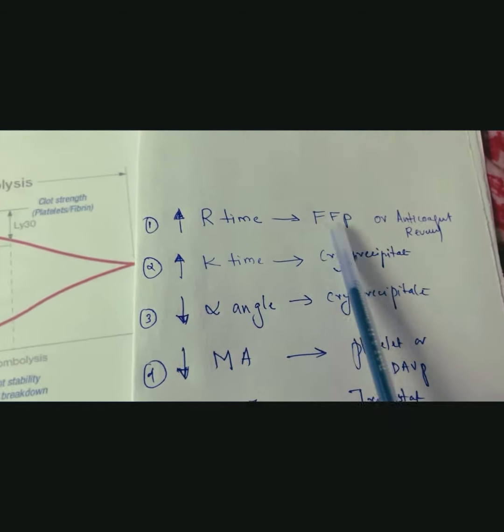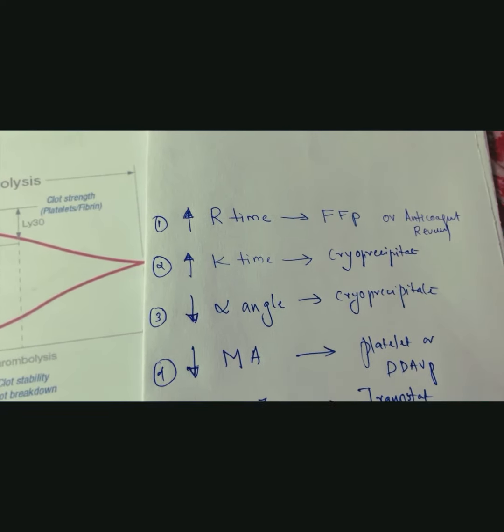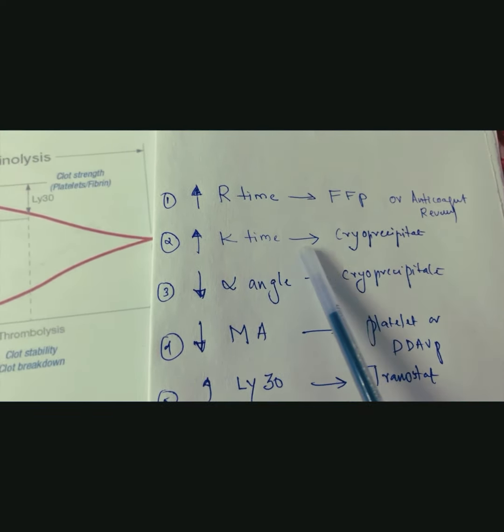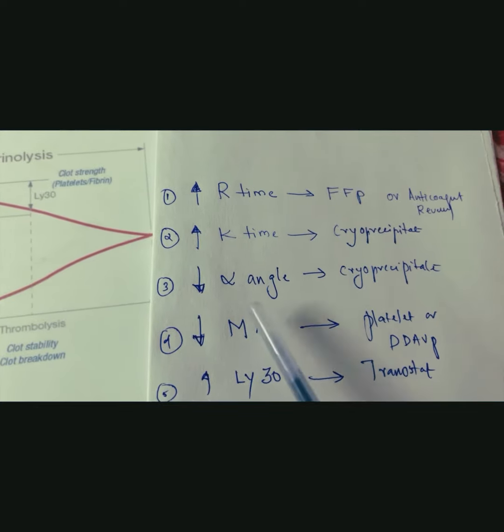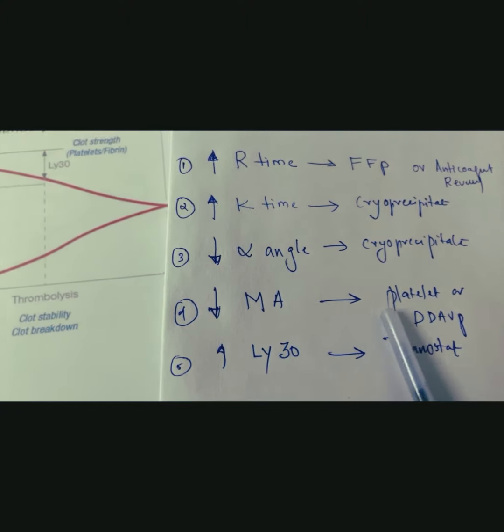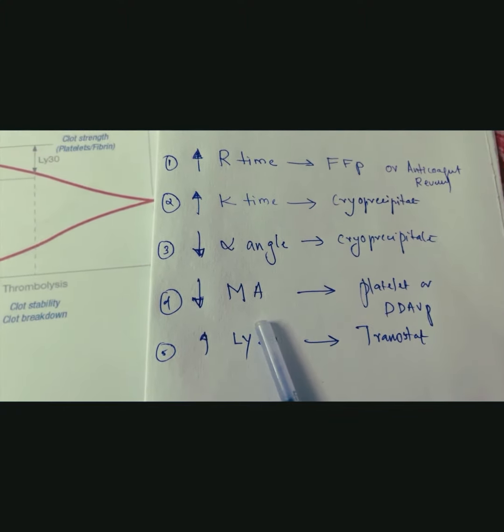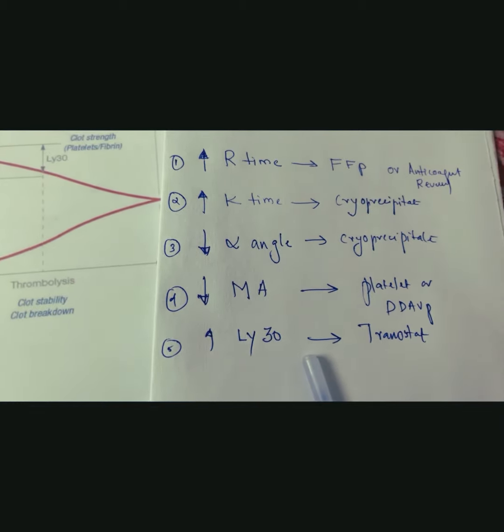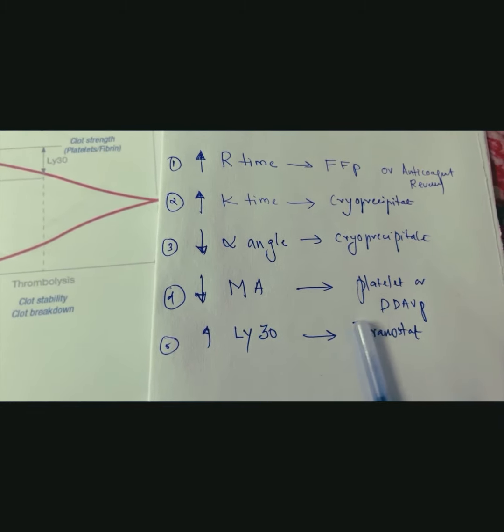So once more, R time, if it is increased, you have to consider fresh frozen plasma or reversal of anticoagulant. K time, if it is prolonged, you have to consider cryoprecipitate. If you get a low angle, again cryo, and if the MA is low, we have to consider giving platelets or DDAVP. If the LY30 is high, you have to consider tranexamic acid.